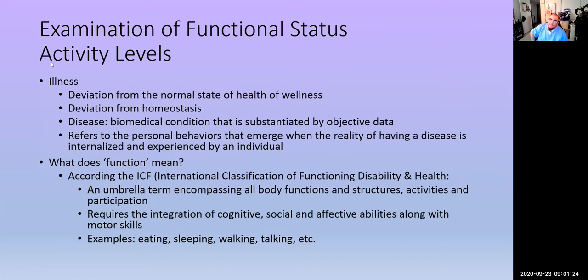So illness is the deviation from the normal state of health or wellness, or the deviation from homeostasis, right? And homeostasis is that kind of neutral feeling where everything's in alignment. A disease comes with illness, right? Disease is a biomedical condition. It's substantiated by objective data.